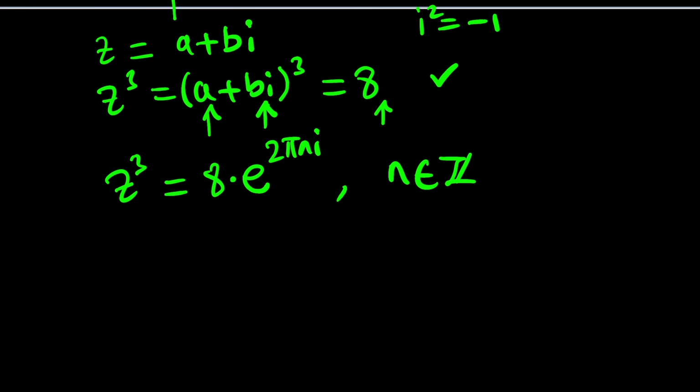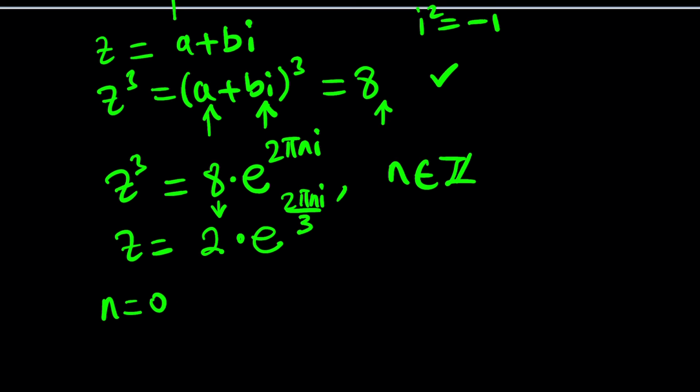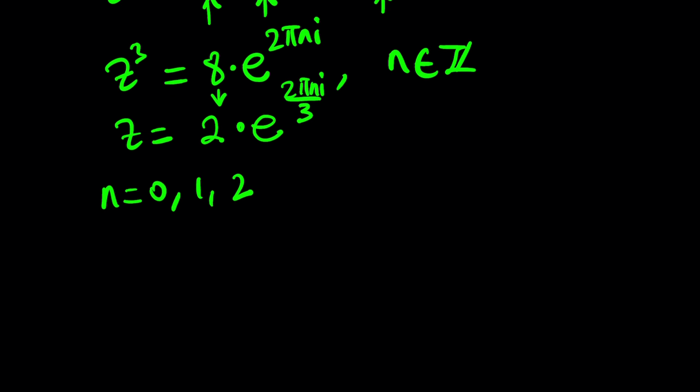So how do you cube root both sides? Easy. You first cube root 8, which in this case happens to be the modulus or the absolute value, which is 2. And then you cube root the exponential, which means you raise it to the power 1/3. So it's going to look like this. e to the power 2 pi n i divided by 3. Now, let's pick n equals 0, 1, and 2. Obviously, if you pick n equals 0, you're going to get z equals 2, which is already something we talked about. What happens if n is equal to 1?